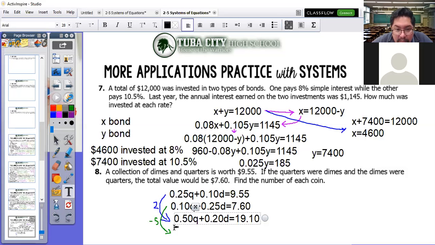Okay, and then the bottom one, I'm going to have to multiply everything by negative 5. And I'd like to put the 0 in front just so it's easier to see what you're looking at. And then let's see, 5 quarters would be $1.25. Oh, and it's negative too, don't forget the negative. And that is dimes equals, and now let's see, 7.60 times 5 would be $38.